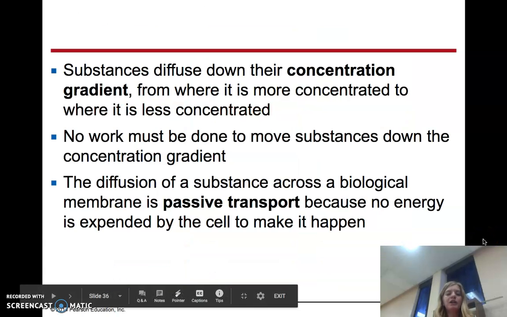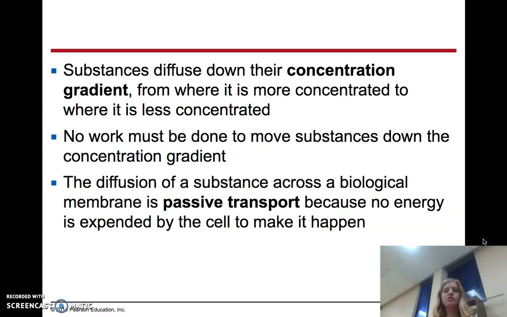When we talk about the movement of substances, we usually tend to say they move down their concentration gradient, aka from where there's high concentration to where there's low concentration. Concentration means amount, so moving from a high amount of particles to a low amount of particles. Moving down the concentration gradient doesn't require any additional energy. So when substances are moving down their concentration gradient, we say that is passive transport.